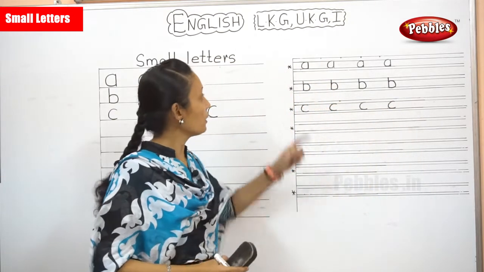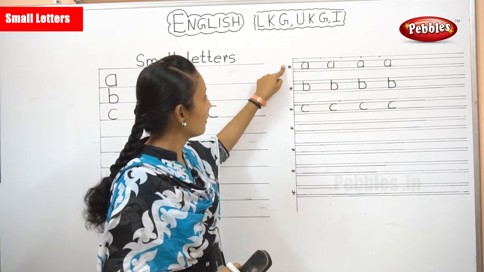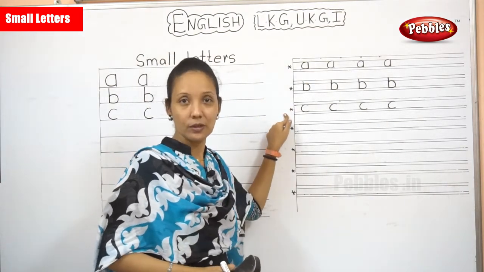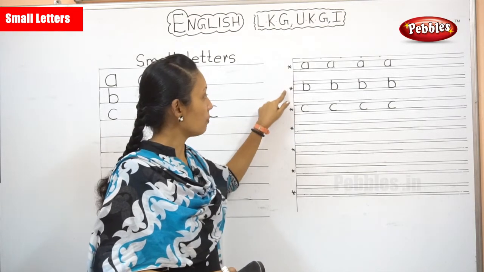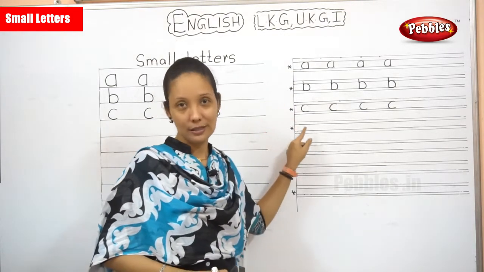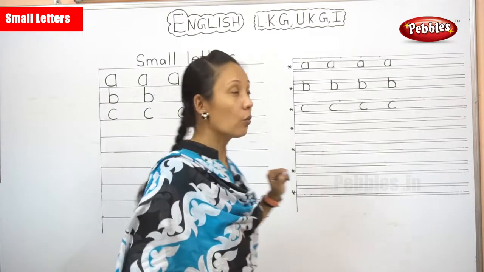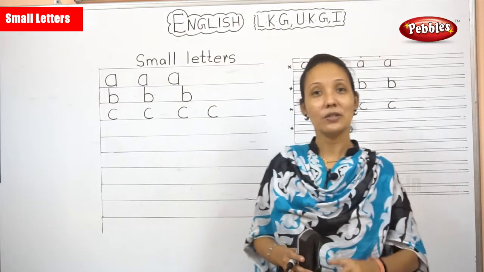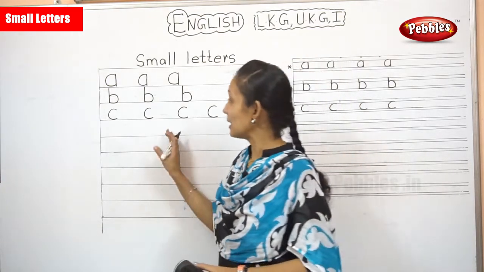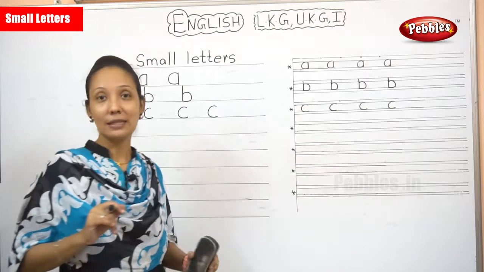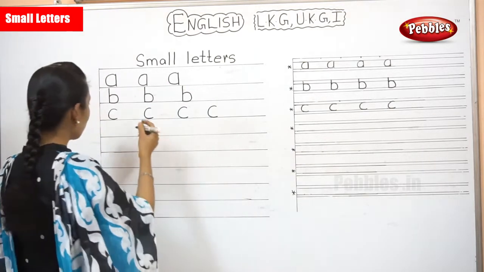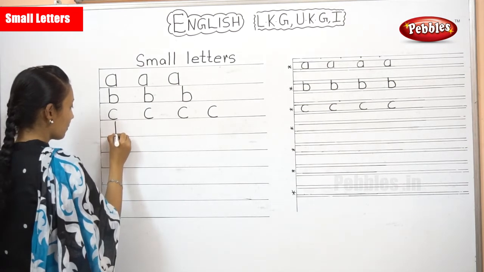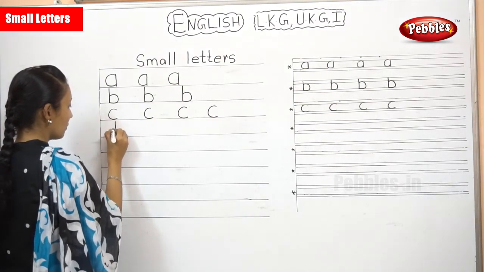Okay, so you have finished 3 alphabets: small a, small b, small c. Now after C, what is your alphabet? Yes, after C we are going to learn alphabet D. How do you write D? Again a standing line and your curve.